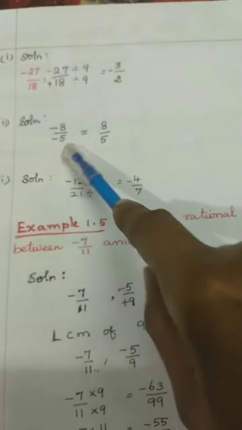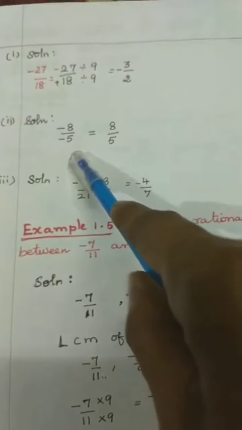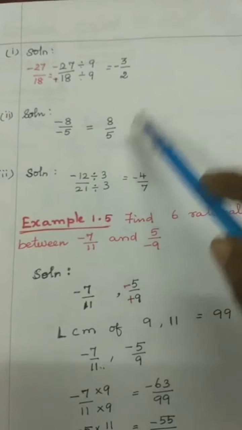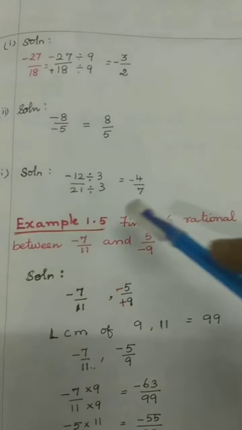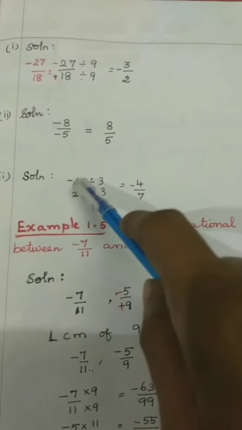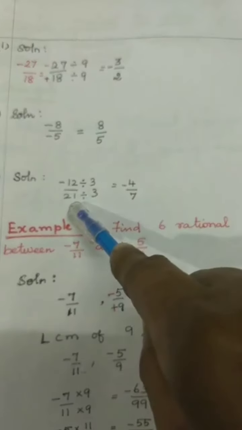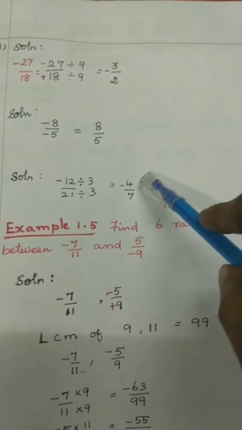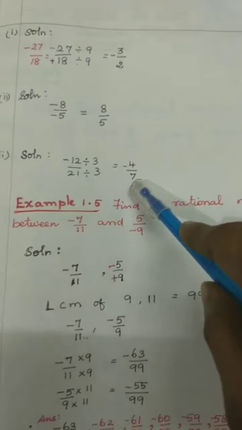Then next sum. Minus 8 by minus 5. Minus and minus becomes plus. Then it is 8 by 5. Third sum, minus 12 by 21. 12 and 21 come in the 3 table. So you are dividing by 3. Minus 4 by 7. Okay.